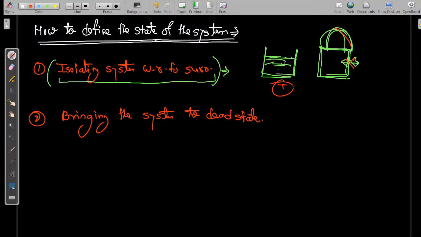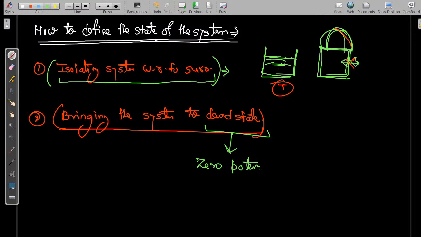Okay, you can define that pressure. So that's why isolating the system with respect to the surroundings is one way. Another method is bringing the system to the dead state. What do you mean by that? Dead state means zero potential to change.